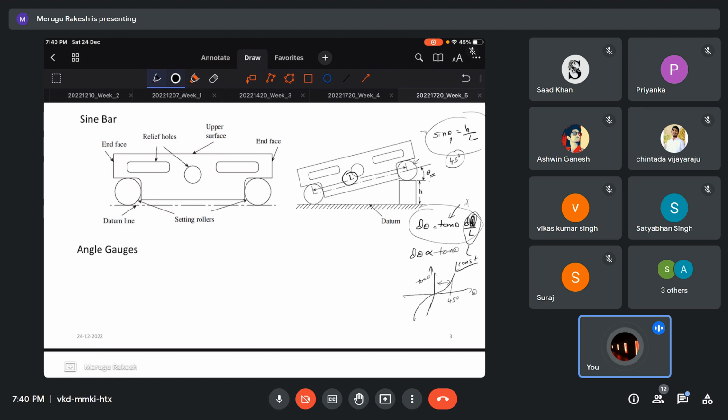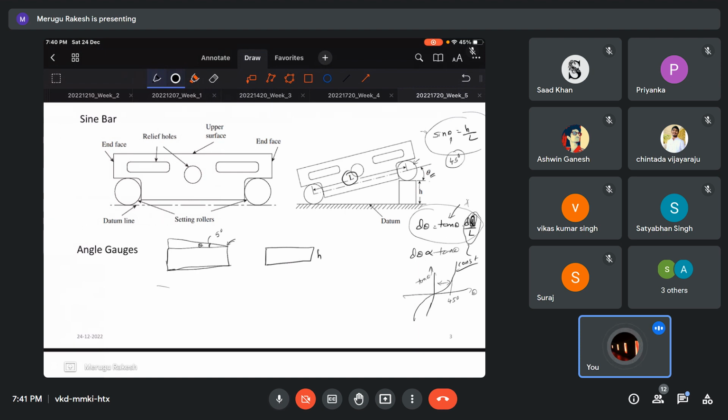Then this angle gauge is also similar to the slip gauges. These also have some standard sets. So basically it is flat but tapered. So this is the theta that we use. As we have slip gauges with standard height, we also have standard angle gauges with standard theta values. Say, for example, this is a 5 degree one, and we keep these on the flat. This flat surface will be with any surface that you want to measure.